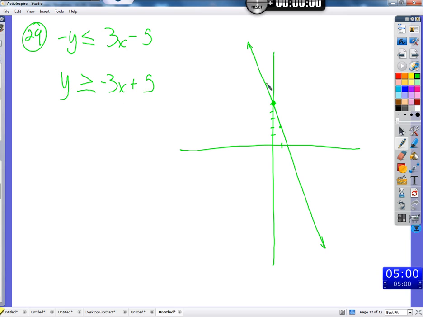Because when you pick a point from the line, you'll get this and this are the same, and that's okay, because equals is fine. But not just equals, another part of it is greater than. Y needs to be greater than. So where will we find y values that are greater than the y values on the line? Above the line. So we shade above the line.